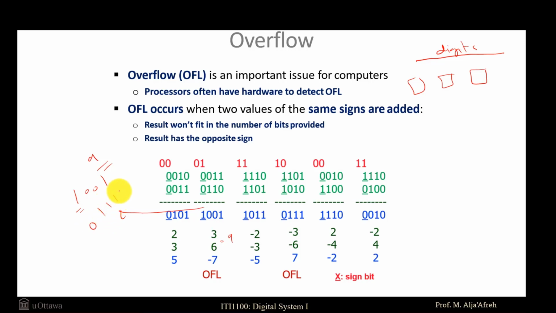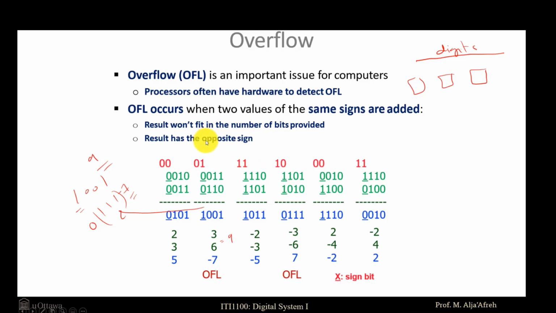So that is -7. Okay, so that is an overflow. Overflow occurs when two values of the same sign are added, the result won't fit in the number of bits provided, and the result has the opposite sign. Okay, guys, those are the two conditions to detect an overflow.